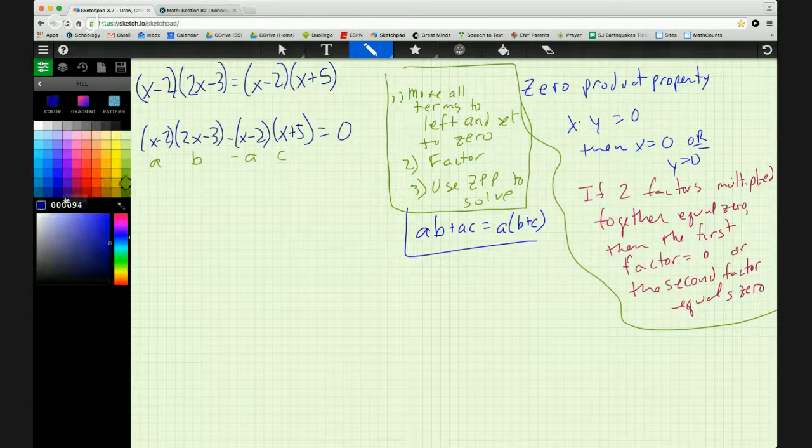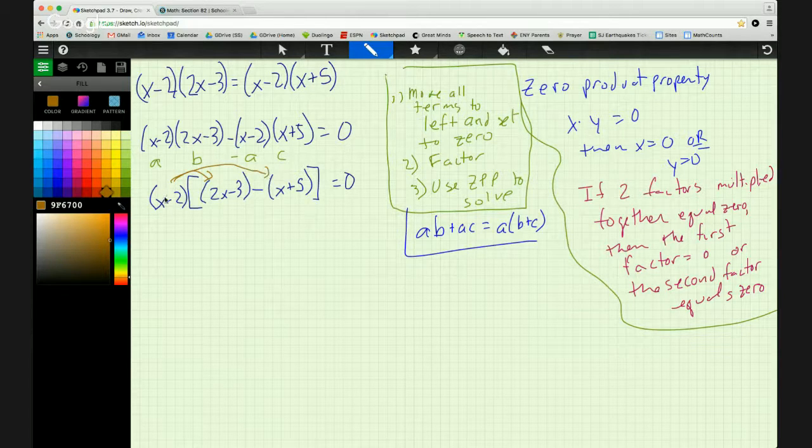And we can say our answer is A, x minus 2, times (2x minus 3), and because we have a minus sign here, we put our minus here, (x plus 5), equals 0. And we can prove it by distribution. If we distribute back, we'd get (x minus 2) times (2x minus 3) minus (x minus 2) times (x plus 5). This is just distribution.